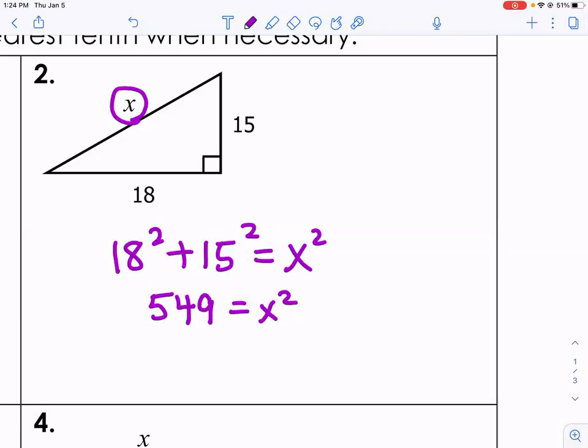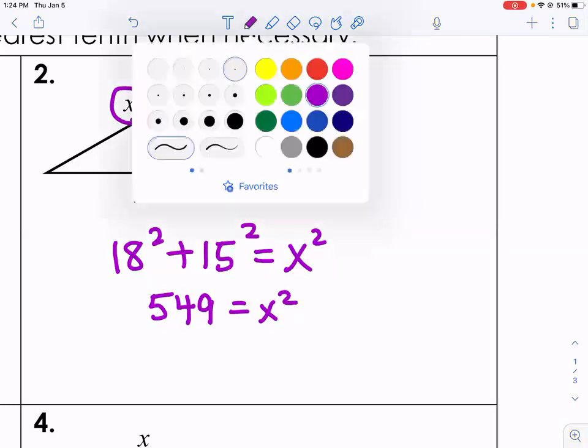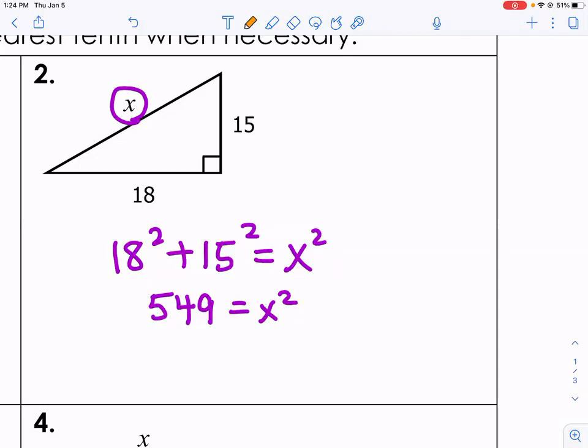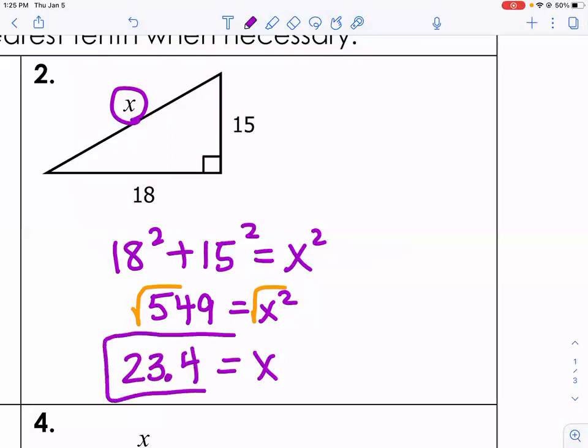549. Okay. Now, if x squared equals 549, we are going to have to square root both sides. I don't think you're going to get a nice number, are you? It's a decimal. Let's round it to one decimal place. So when you take the square root of 549, you get 23.4307 and so on. So we're just going to write 23.4.